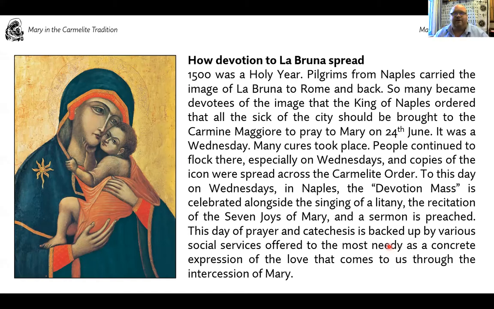They sing a litany, they recite the seven joys of Mary, there'll be some special sermon preached, catechesis and prayer. And it's not only a day of prayer, but also practical action. As I said, the Carmelite Friary is right by the docks at Naples. And Naples is just over the Mediterranean Sea from North Africa. And there's a long tradition of people traveling from North Africa as refugees, as asylum seekers, going to Naples, looking for work, looking for safety.